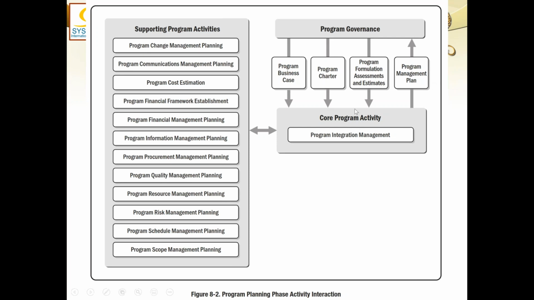Right? So the only thing going from integration to the program governance is the program management plan, which is the output. So there are three inputs: business case, program charter, and all other assessments. And the output is the program management plan. And naturally, integration is interacting with all the 10 domains.